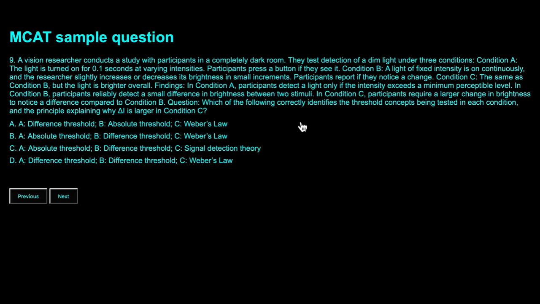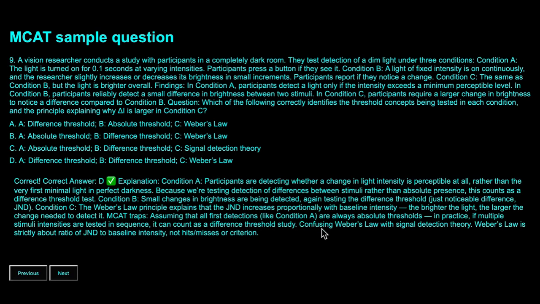The second part of the question says, in condition C, where light was brighter, participants needed more change to tell whether the intensity has changed. And that's because under Weber's law, if the baseline intensity is larger, the just noticeable difference is also larger, and vice versa.